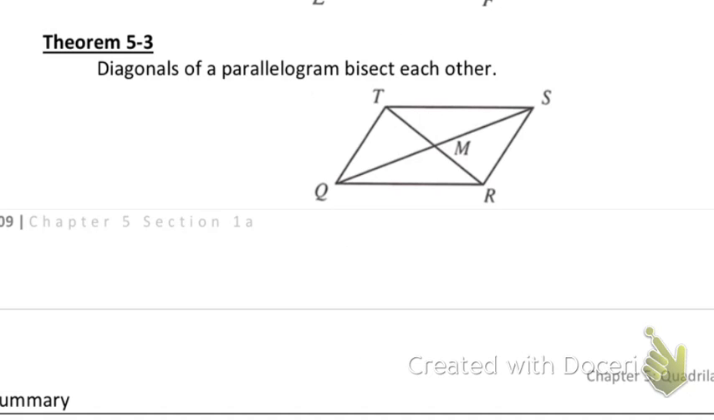All right, theorem 5.3. Diagonals of a parallelogram bisect each other. So that's going to say something like, if I have QM, that's congruent to MS. Maybe I'll write that down off to the side. So that tells me that QM is congruent to MS. And we're also going to know that TM is congruent to MR.